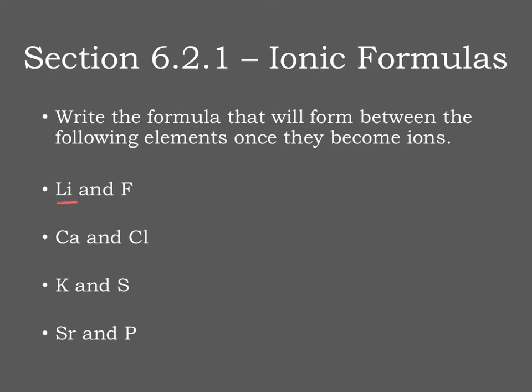Lithium is in group 1, so that means it has a +1 charge. Fluorine is over in group 7, so that's a -1 charge. So we have a positive ion and a negative ion. So one of each balances out our negative and a positive. So we need one lithium and one fluorine ion.